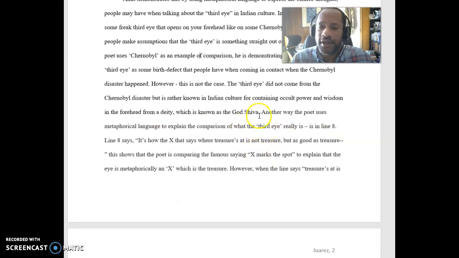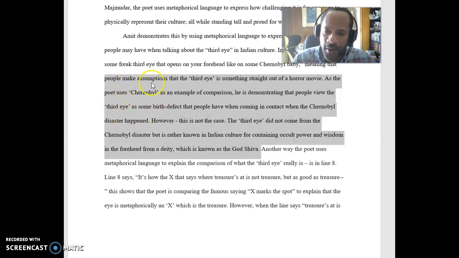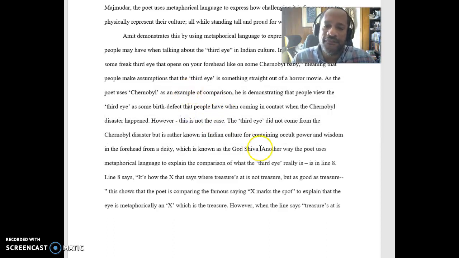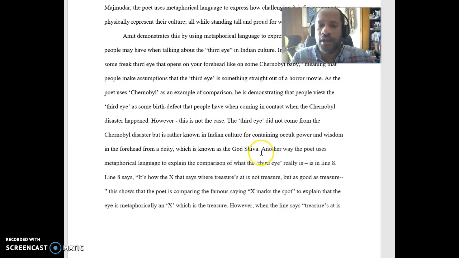So it's saying that people may think negative things about people from other cultures, and this simile of the Chernobyl baby is showing us that. Okay, and so this person is developing, explaining that idea. They're explaining what that Chernobyl baby means, and it takes them a few sentences to do that. And that's the kind of thing that you need to make sure that you're doing, is taking a few sentences to really explain what's going on.